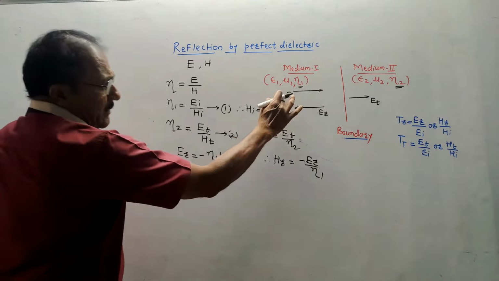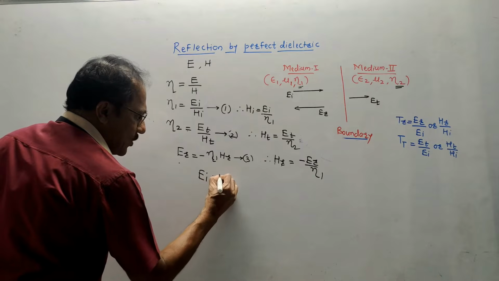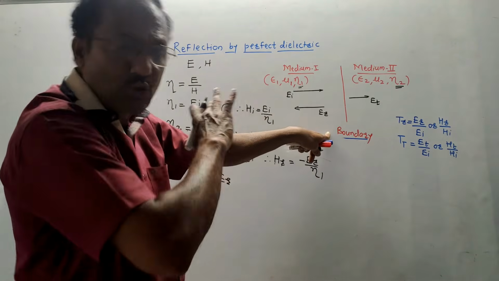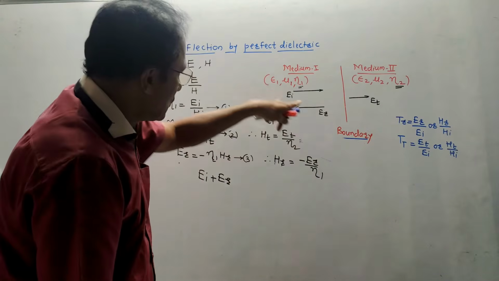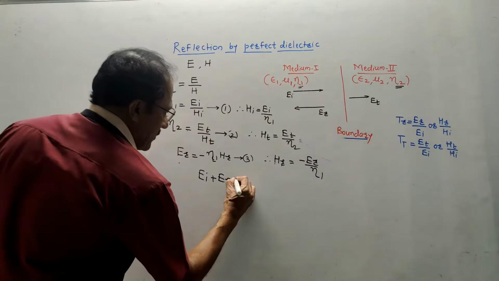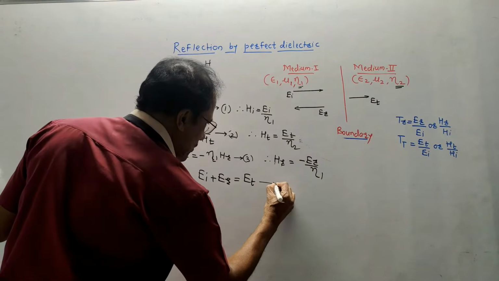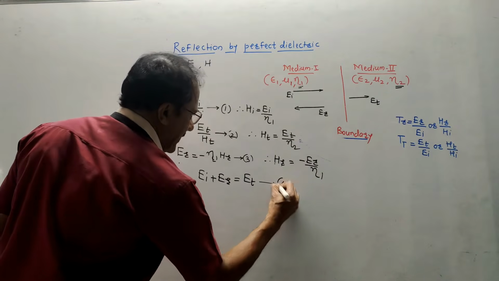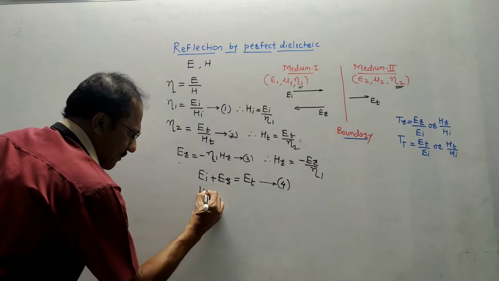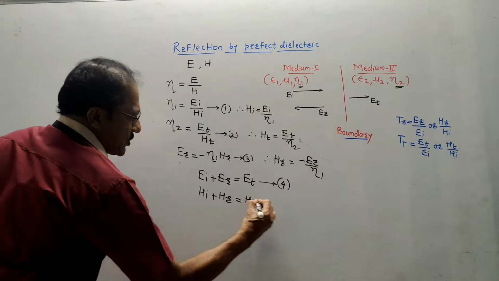For example, in terms of E, in medium 1, I have EI and ER. So I will write it as EI plus ER. As I said, don't consider directions, don't consider the signs. So it is simply EI plus ER. Addition of components in medium 1 is equal to components in medium 2, that is ET. This is the equation of boundary condition which I have written in terms of E. Same equation I can write in terms of H as HI plus HR is equal to HT.